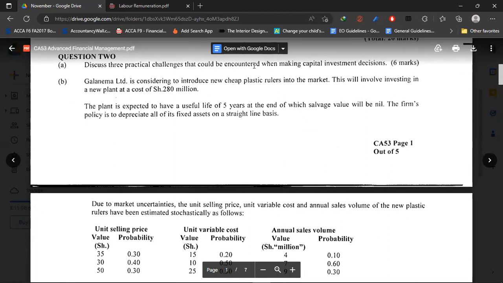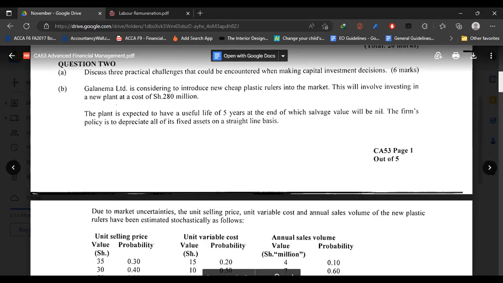Galanema Limited is considering to introduce new cheap plastic rollers into the market. This will involve investing in a new plant at a cost of 280 million shillings. The plant is expected to have a useful life of 5 years, at the end of which salvage value will be nil. The firm's policy is to depreciate all of its fixed assets on a straight-line basis. Due to market uncertainties, the unit selling price, unit variable cost, and annual sales volume of the new plastic rollers have been estimated stochastically as follows.